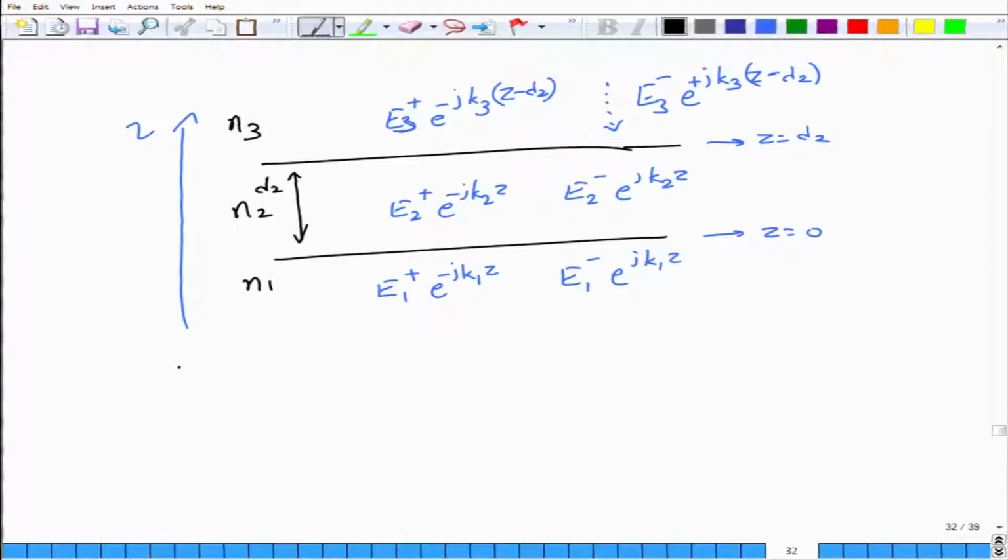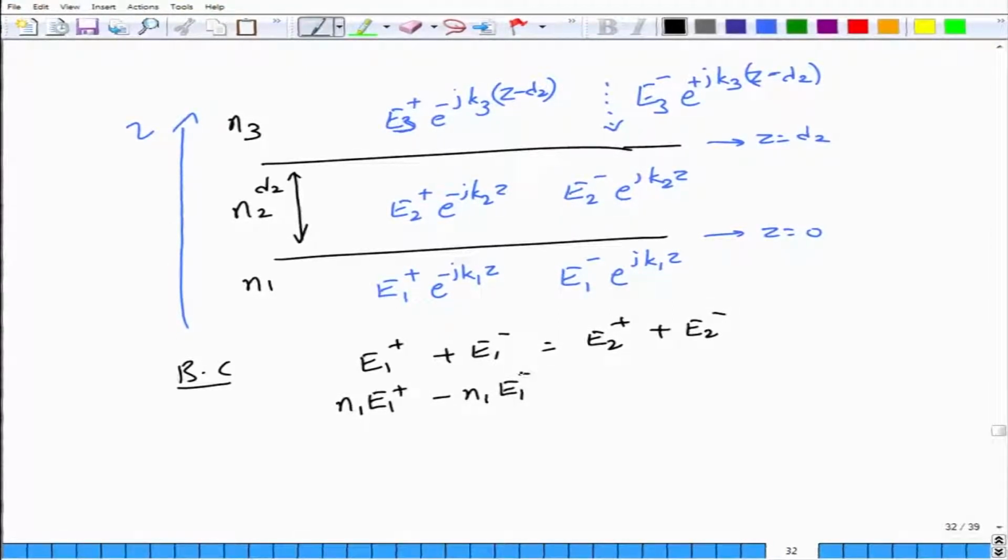Well, boundary condition for the first medium. What is the boundary condition here? I know z equal to 0, so E1 plus E1 minus must be equal to E2 plus E2 minus in terms of the electric field. What about the magnetic field? Well, this would be N1 E1 plus minus N1 E1 minus to be equal to N2 E2 plus minus N2 E2 minus. Okay. So, this is for the electric fields, these are for the magnetic fields.